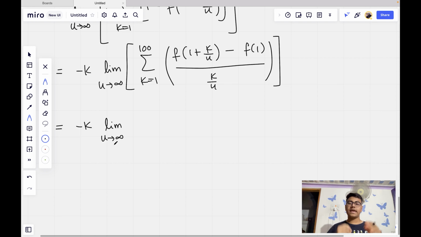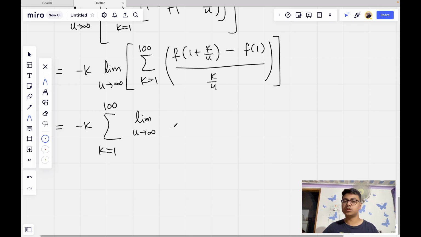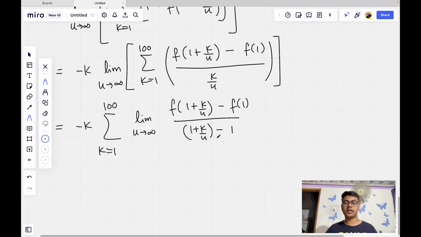Now you will notice that as u goes to infinity, 1/u goes to 0. More specifically, k/u goes to 0. Okay, I'll erase this. Since we have a finite sum here, we can just bring the limit inside and get this. Since u goes to infinity, k/u goes to 0. And therefore, this limit right here is nothing but the derivative of f at 1. If you look closely, you will see this is just the derivative of f at 1.